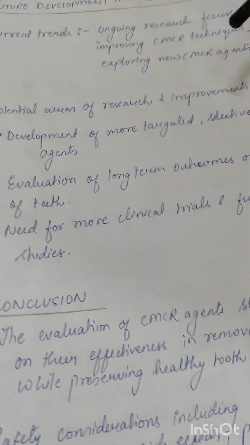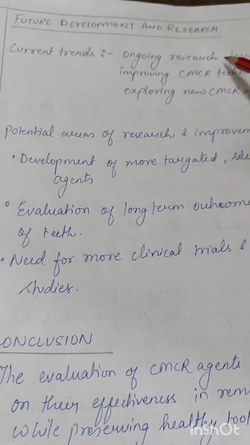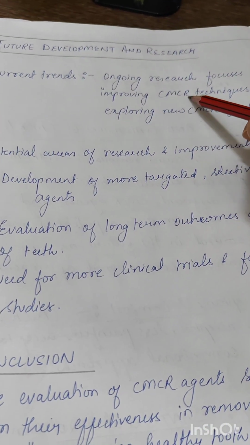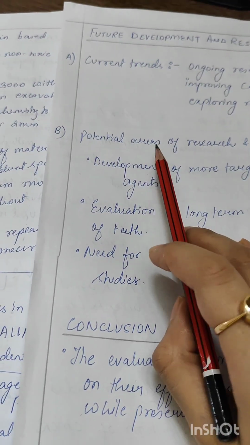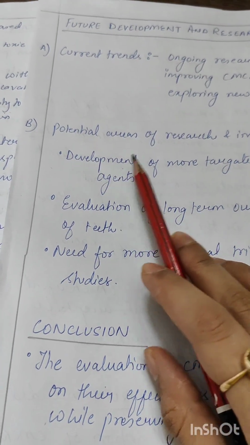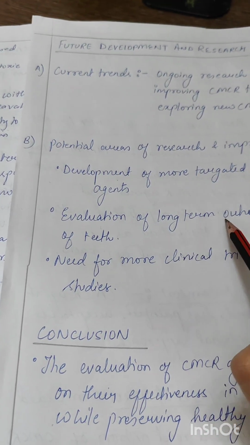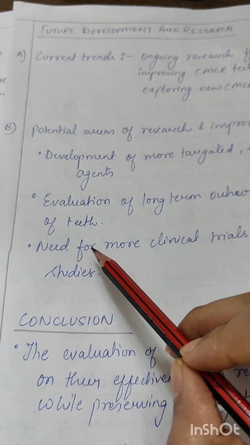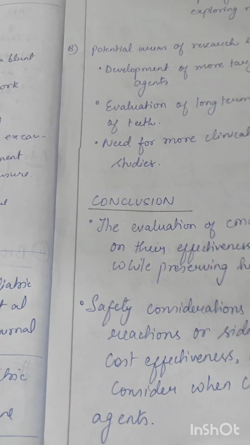Then coming on to future development and research, current trends. Ongoing research focuses on improving CMCR techniques and exploring new CMCR agents. Potential areas of research: development of more targeted, selective CMCR agents, evaluation of long-term outcomes on stability of the teeth, and the need for more clinical trials and further studies.